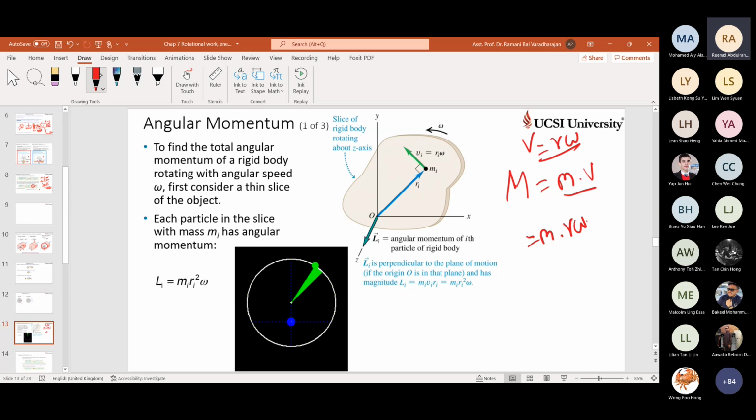The momentum depends on one more R. Multiply by one more R, and you get the momentum of this rotation, or angular momentum, denoted by L, for the component i. So L is given by M times R times omega, or otherwise m r square into omega, is the angular momentum. See, this is how they derive it.